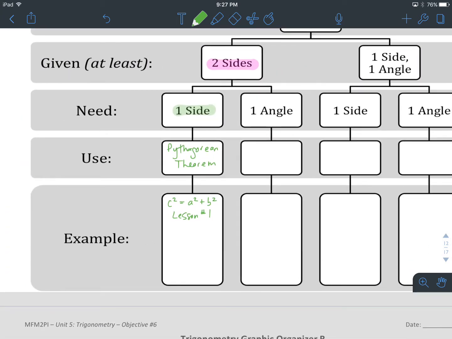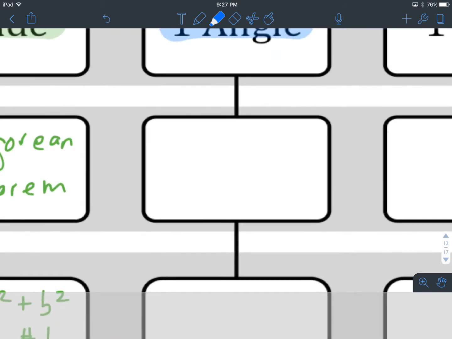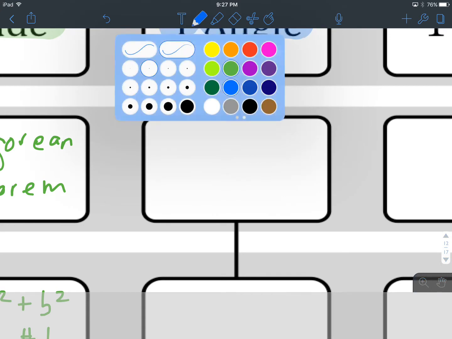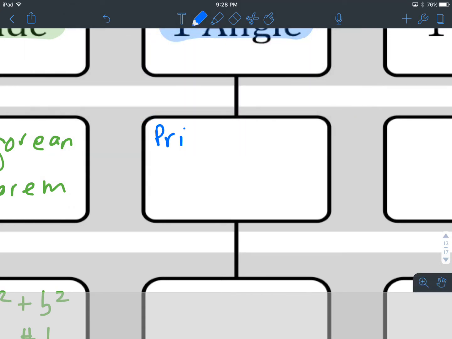So what if we've been given 2 sides, but what we're after is one angle instead? So how do we find that? Now obviously we're already going to have the right angle in there since we're dealing with a right angle triangle. But what if we are given 2 sides, we have the right angle, but we want to find one of the other 2 angles? What we're going to need to employ is the primary, whoops, that's the highlighter. We are going to use the primary trig ratios.